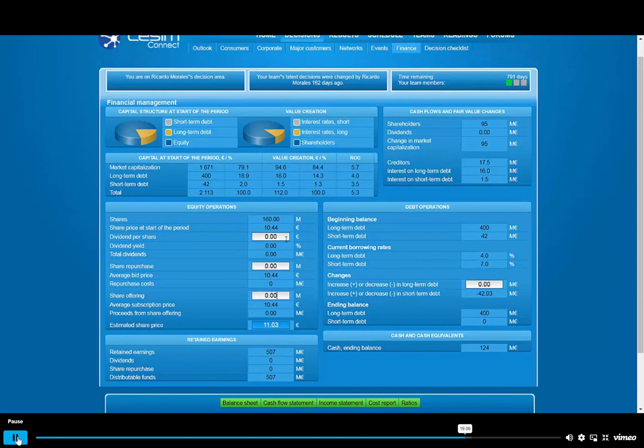The other aspect that you can manage on this page is the capital structure, and that now includes dividend payments, share repurchases, and share offering. So if you make profits, then the shareholders obviously expect you to pay dividends. That decision you make here. And then if you start accumulating a lot of retained earnings, you can also do repurchases. And if it happens that you need additional funding, then you can also issue shares to the market.